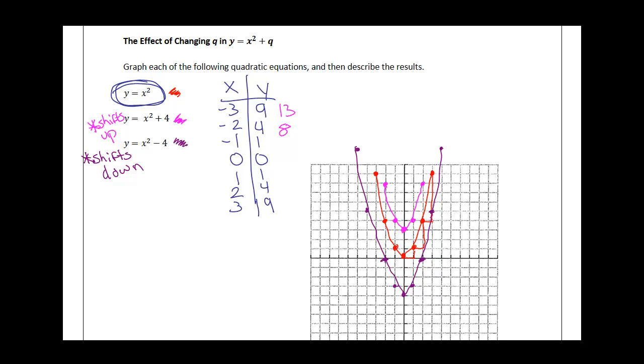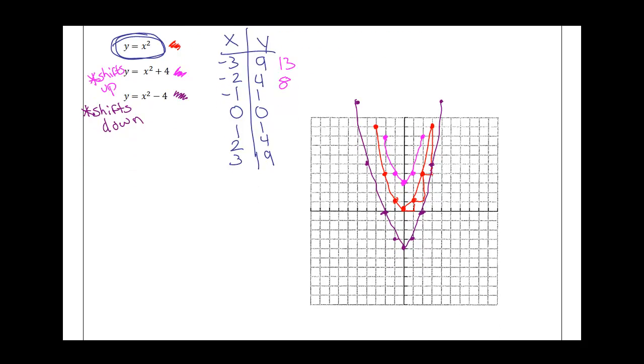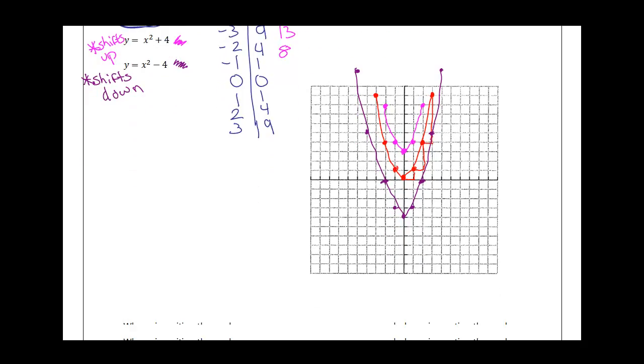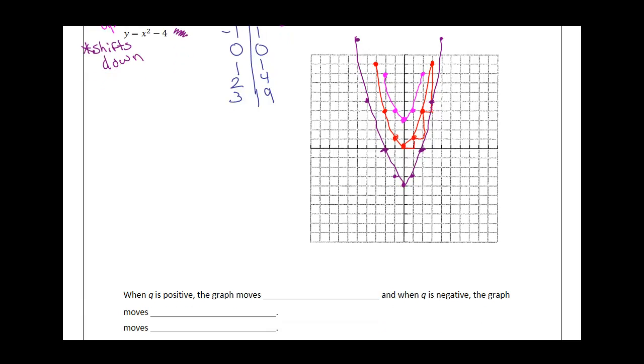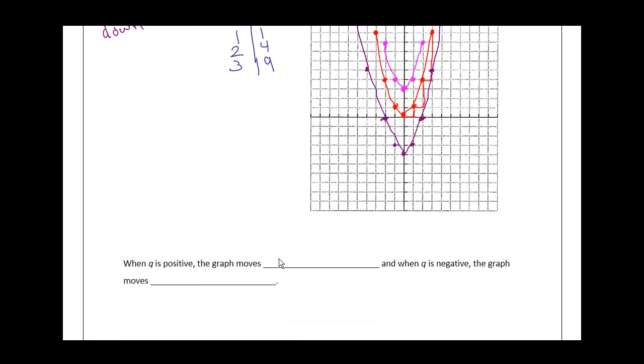So the shape never changes, but it's shifting either upwards or downwards when we change the value of q. Looking at our notes here, we're going to say, when q is positive, the graph moves upwards. And when q is negative, the graph moves downwards. So those are the rules for changing the value of q.